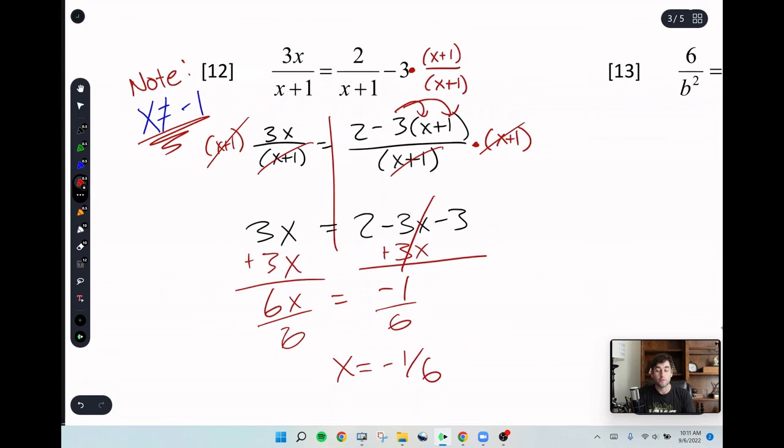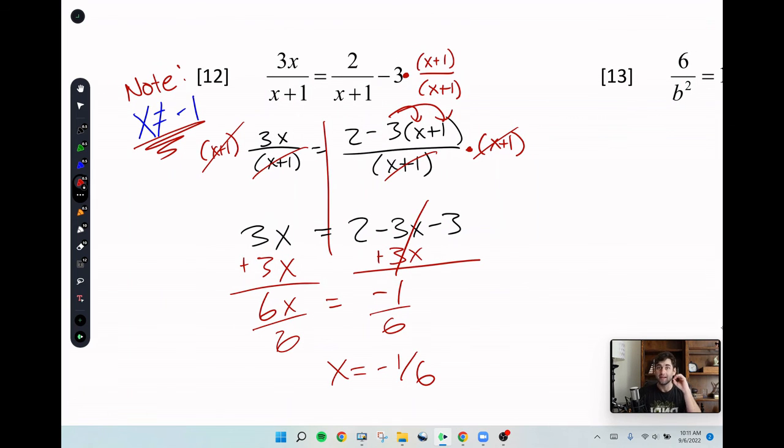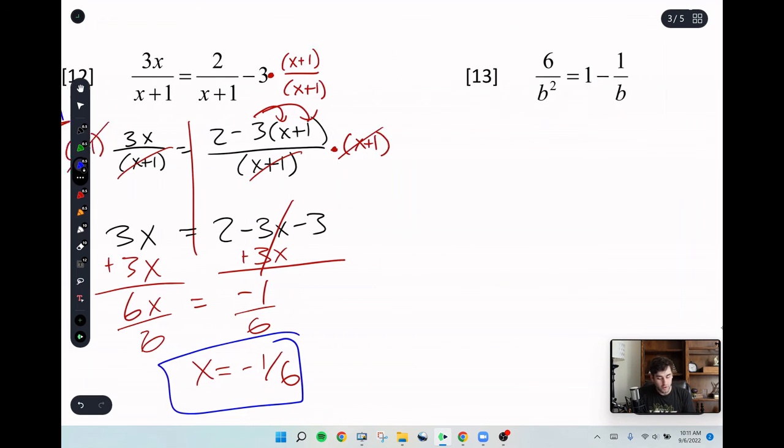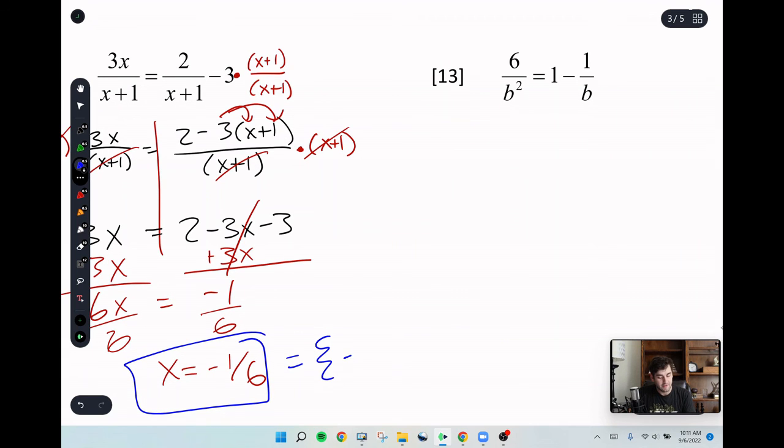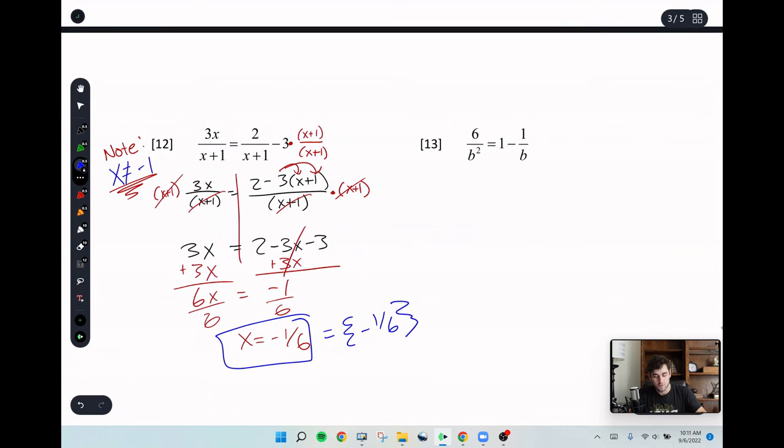And this is the part where we go back and check. Does that contradict our original note, that x can't equal negative 1? No. x equals negative 1/6. We're good to go. Also known as the set of negative 1/6. Cool? All right, that note at the beginning is the most important when you're working with rational equations. Everything else is normal math.